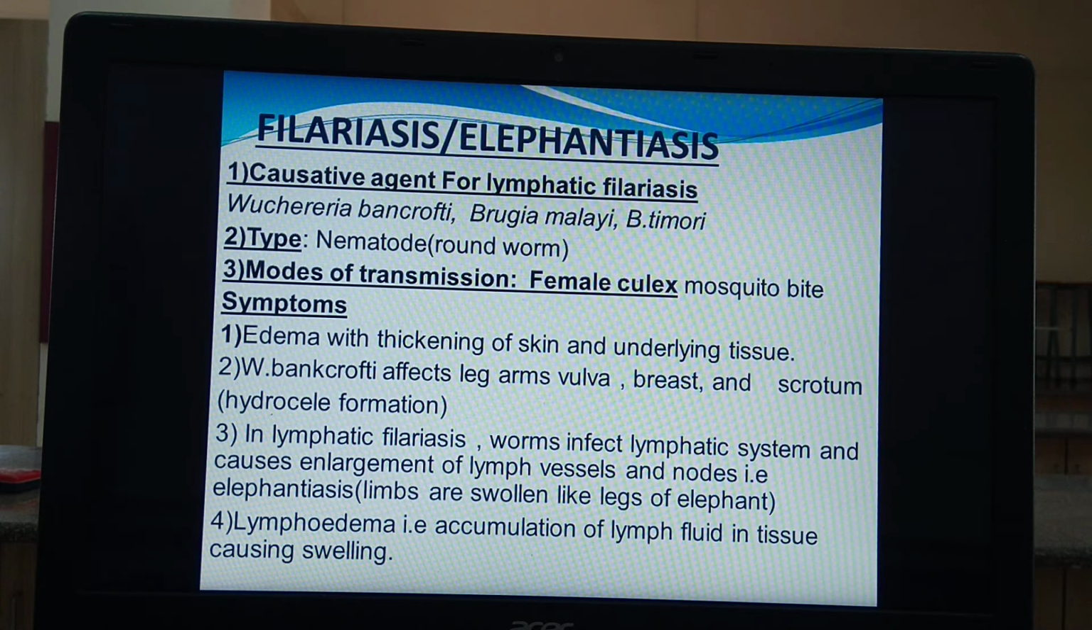Regarding the lymphatic system, we have studied it in the topic of transportation. So I think the idea about lymphatic system, lymph and accumulation of fluid and swelling of lymph vessels, lymph nodes, everything is familiar to you. Okay, so these are the symptoms for filariasis.